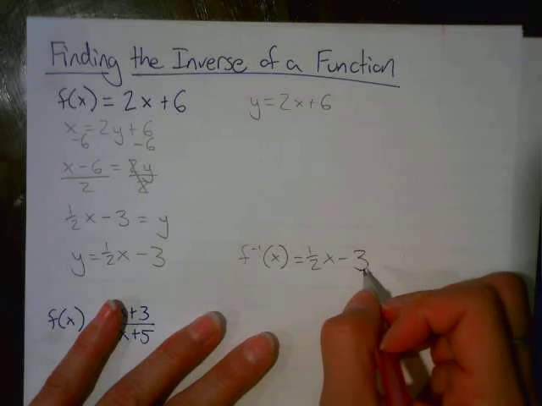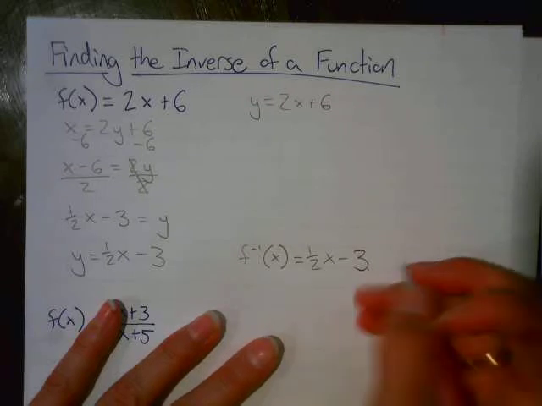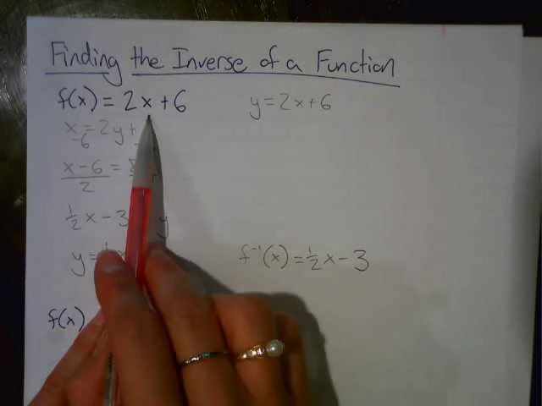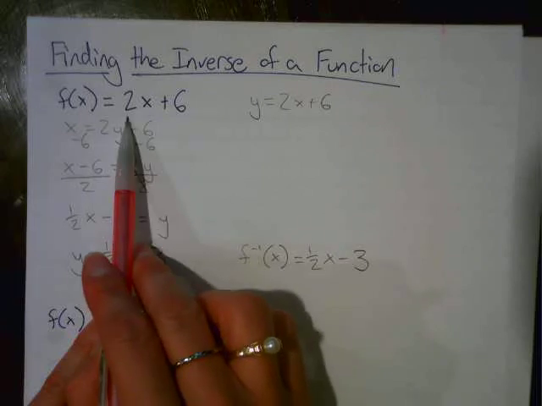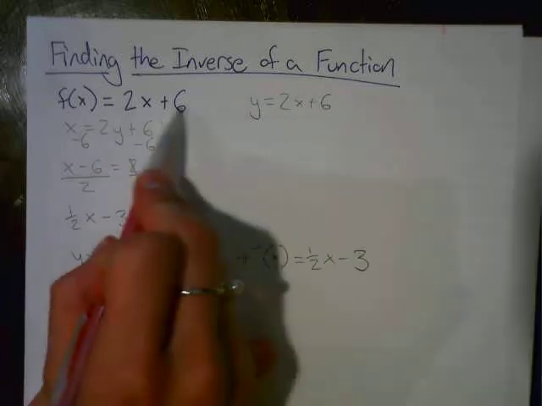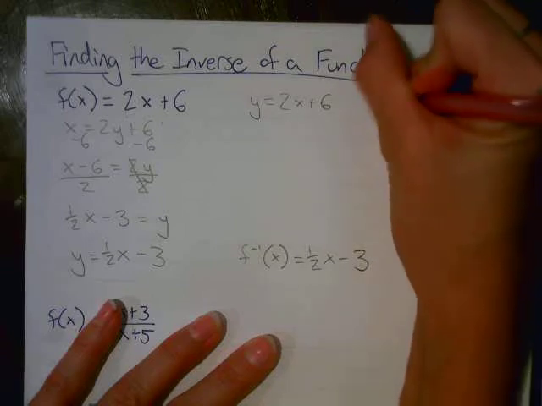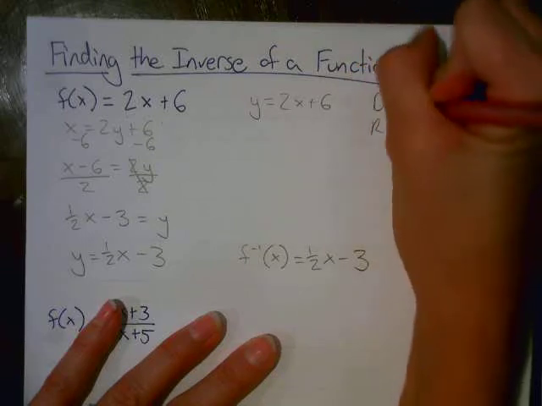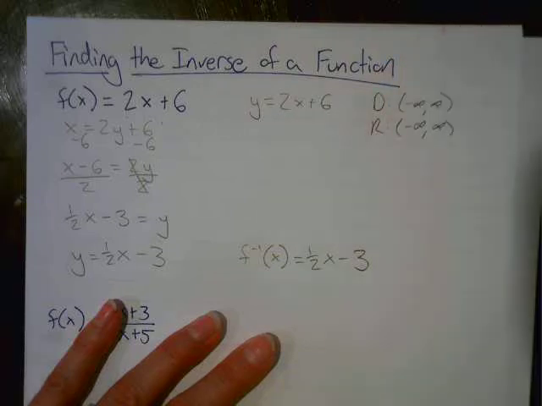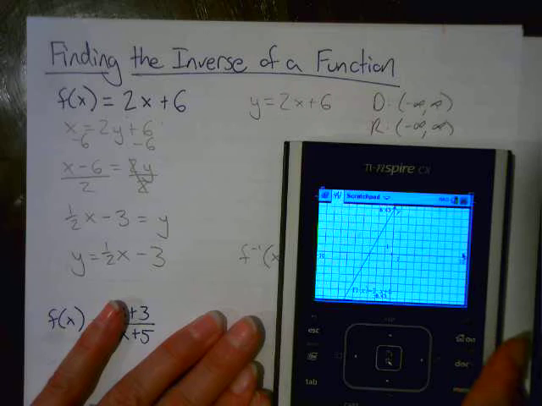Now, remember, we did mention to think about if there are any restrictions on our domain. Because x and y are switched when we're finding the inverse, if we think about the domain and range of our original function, then the domain is going to become the range, and the range is going to become the domain of our new function. So let's think about that. From the get-go, since this was just a linear function, both our domain and our range were from negative infinity to infinity. You can see that again on the graph if you need to.